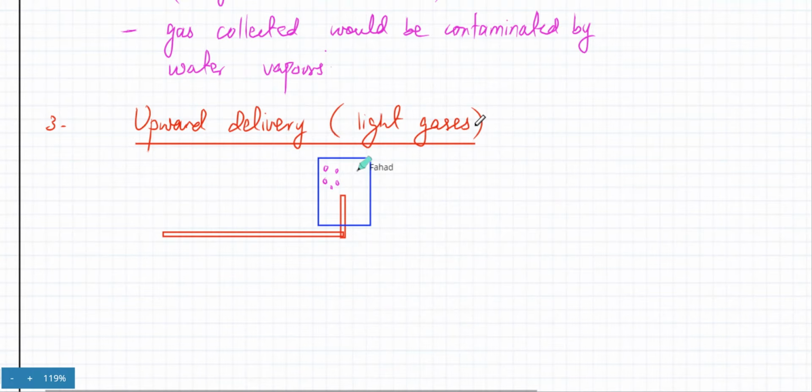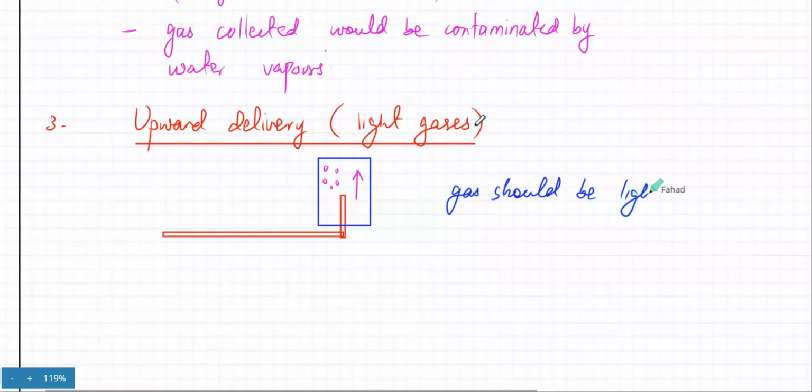So they try to go in the upper direction, which is why the gas gets trapped in this. This is upper delivery for light gases. But lighter compared to what? Lighter compared to air. It should be light compared to air.